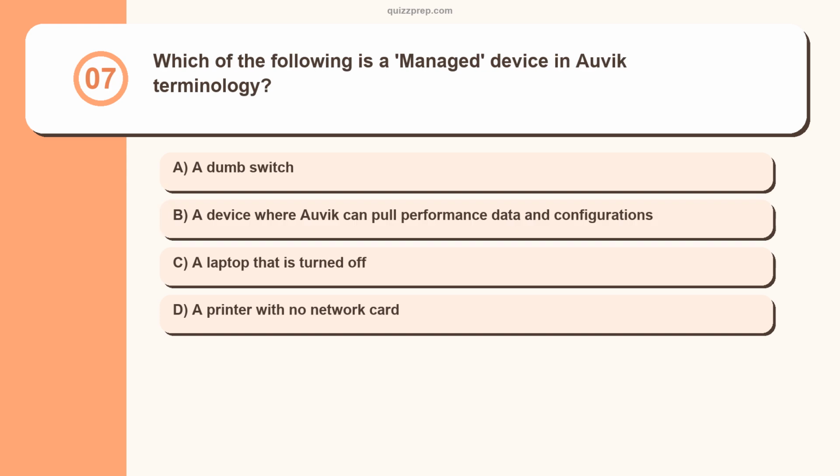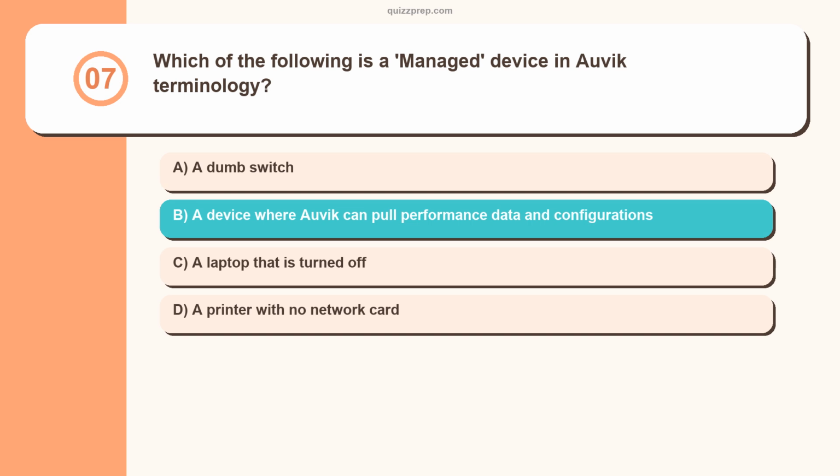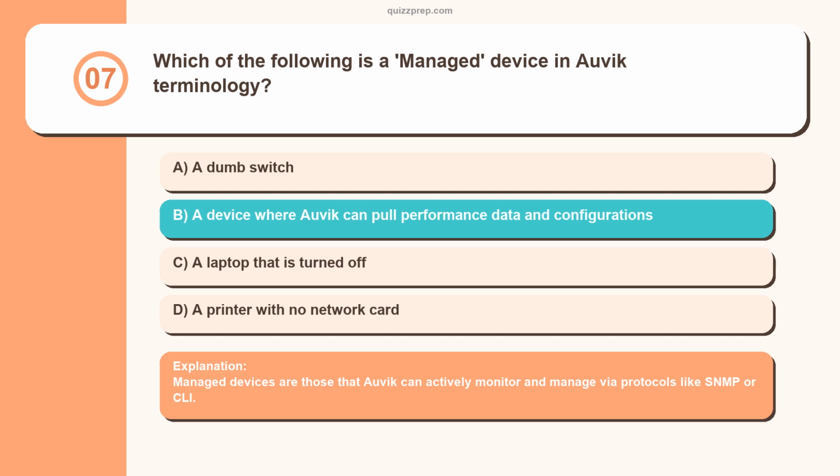Question 7. Which of the following is a managed device in Auvik terminology? A dumb switch, a device where Auvik can pull performance data and configurations, a laptop that is turned off, a printer with no network card. Managed devices are those that Auvik can actively monitor and manage via protocols like SNMP or CLI.